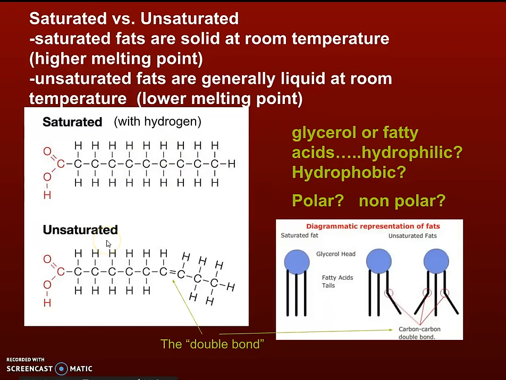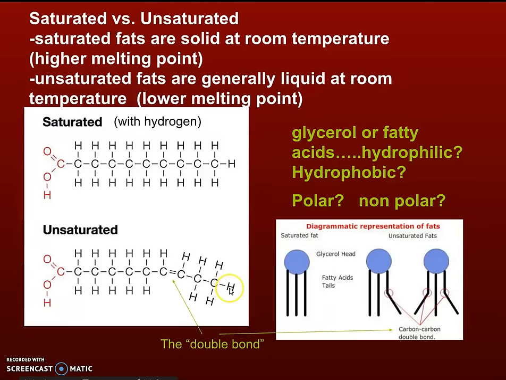Now, an unsaturated, in comparison, has carbon chains, but it has at least one double bond. The double bond doesn't allow hydrogen to bond here with these carbon, because this carbon has 1, 2, 3, 4 bonds, and so does this one, and so we can't have hydrogen here. It is unsaturated with hydrogen because of this double bond. So we call it an unsaturated triglyceride because it actually bends this way because there's a big hole here.